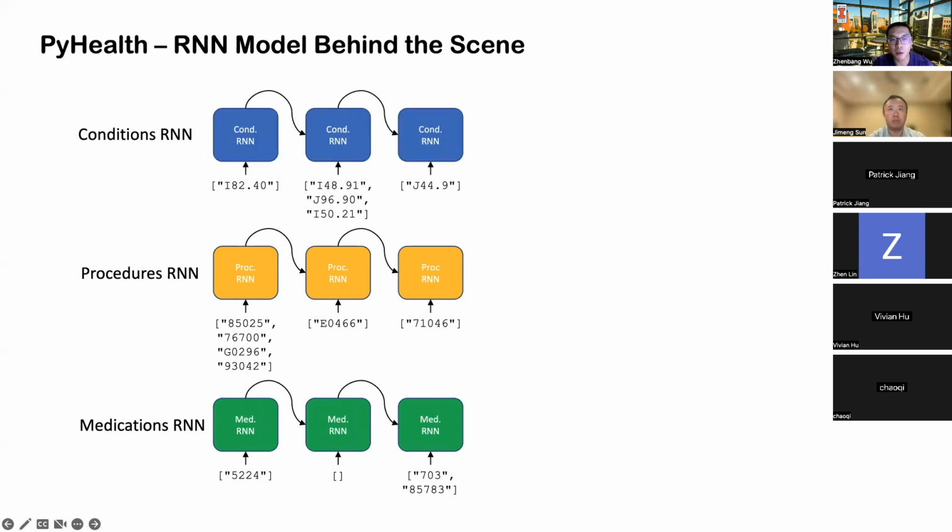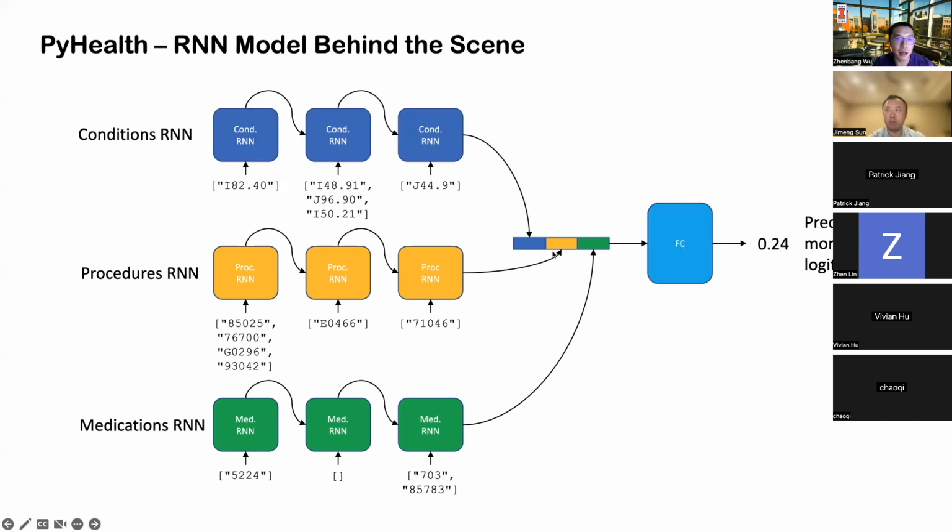So we have 3 RNN models, one for each of the features. Then we concatenate the output at the final time step of each of the recurrent models into a long vector. And then we feed this long vector into a fully connected network. That's usually multiple layers of linear layers plus different activation functions. And this fully connected network will output a single logit, that is the predicted mortality logit. So that is a little bit of what's behind this RNN model.